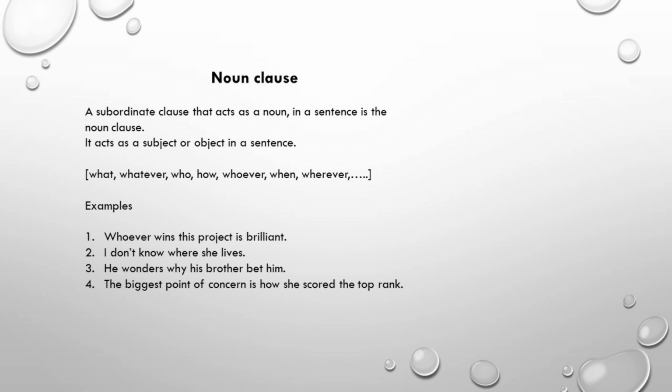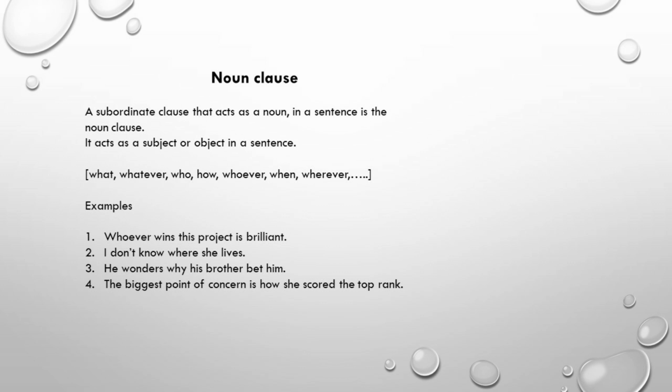Let's look at the next type of clause, that is noun clause. A subordinate clause that acts as a noun in a sentence is a noun clause. Noun clauses can act as a subject or object in a sentence. Noun clauses begin with the words what, whatever, who, how, whoever, when, whenever. And keep this thing in mind, noun clauses answer the question what. Let's look at some examples so that you'll understand better.